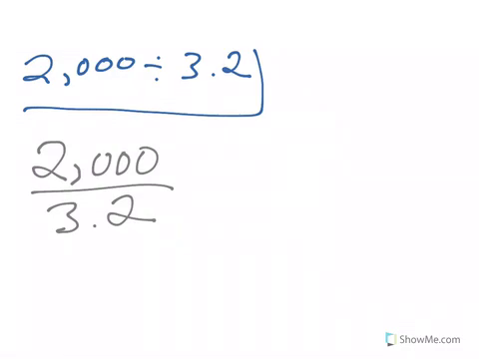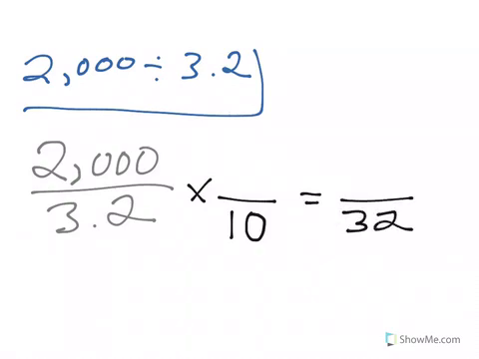We want to make this 3.2 into a whole number, meaning move the decimal one place so we can have 32. So to do that, we're going to multiply. That's one place to the right, so we're going to multiply by 10, moving the decimal one place value to the right. 3.2 times 10 is going to give us a new denominator of 32.